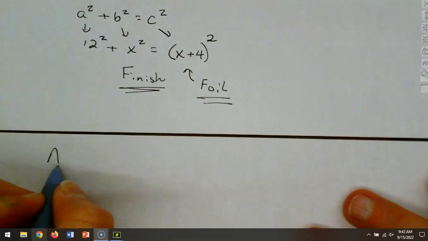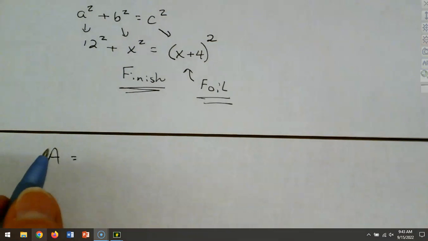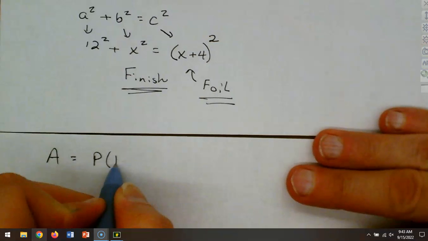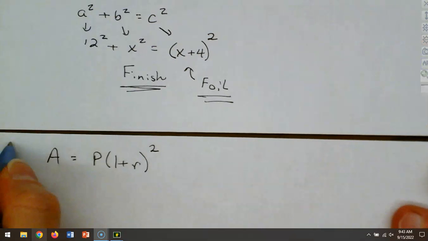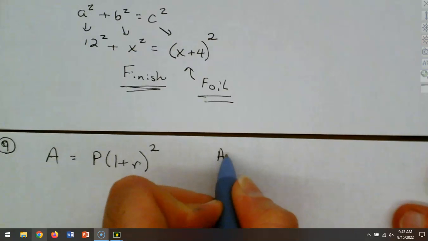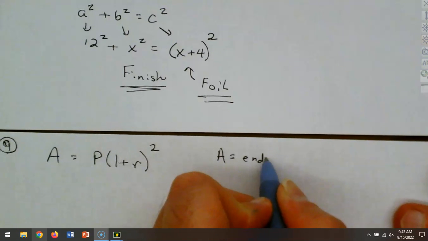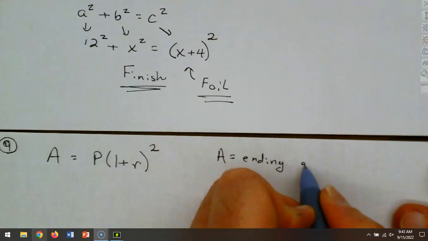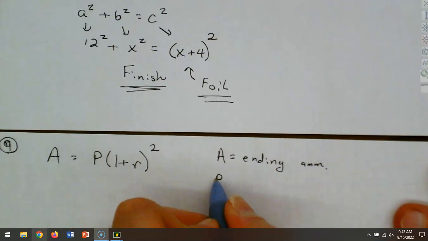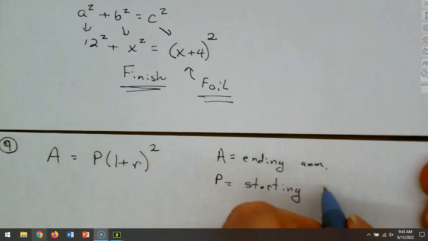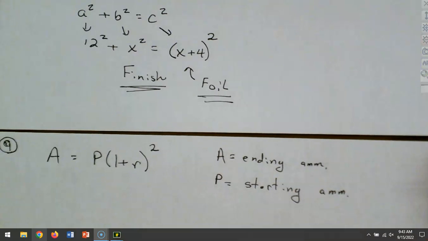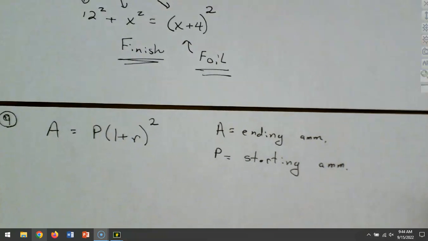So here's our formula. A equals P times (1 plus r) quantity squared. And this is question number 9, by the way. A is going to be the ending amount. P is the principal or the starting amount. So we've got an ending amount and we've got a starting amount. R is the interest rate, and that's what we're going to be trying to find.